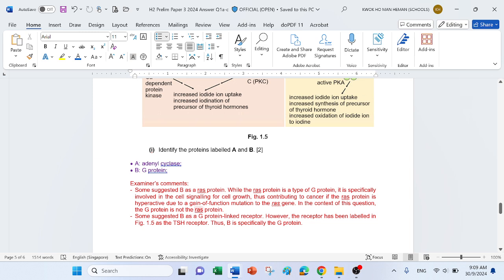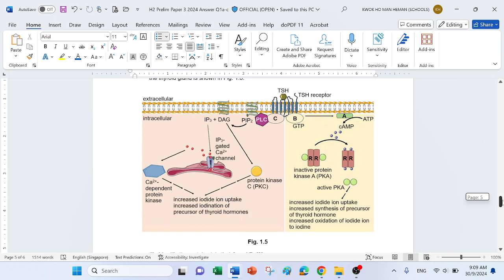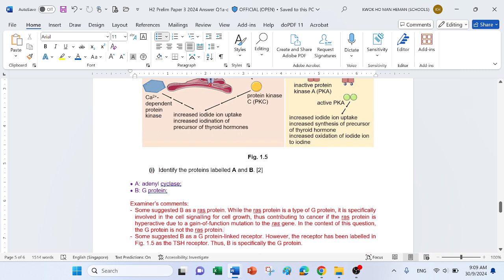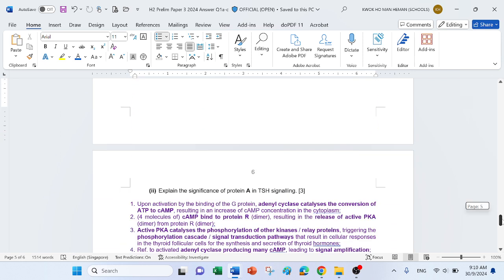Then again, for the few of you who mentioned that B is the receptor, you mentioned G protein linked receptor. The receptor is labeled as TSH receptor. So specifically for B, that is just a G protein. That's why you lost marks there. Most of you got A correct, only the very few of you got A wrong. That one is really a lack of revision, not familiar, I suppose.